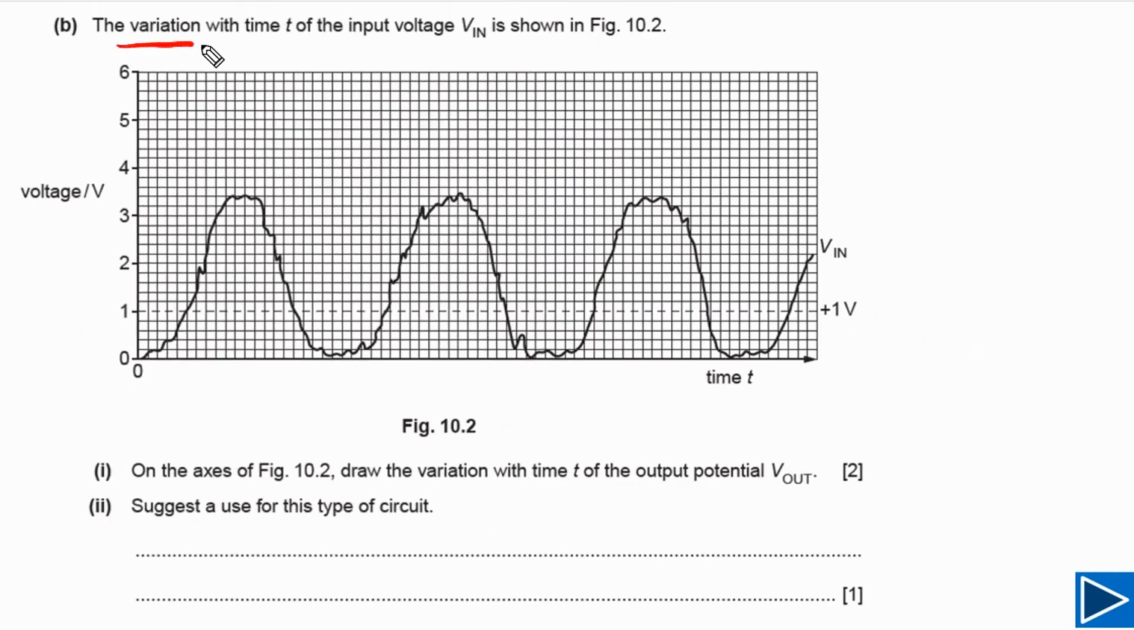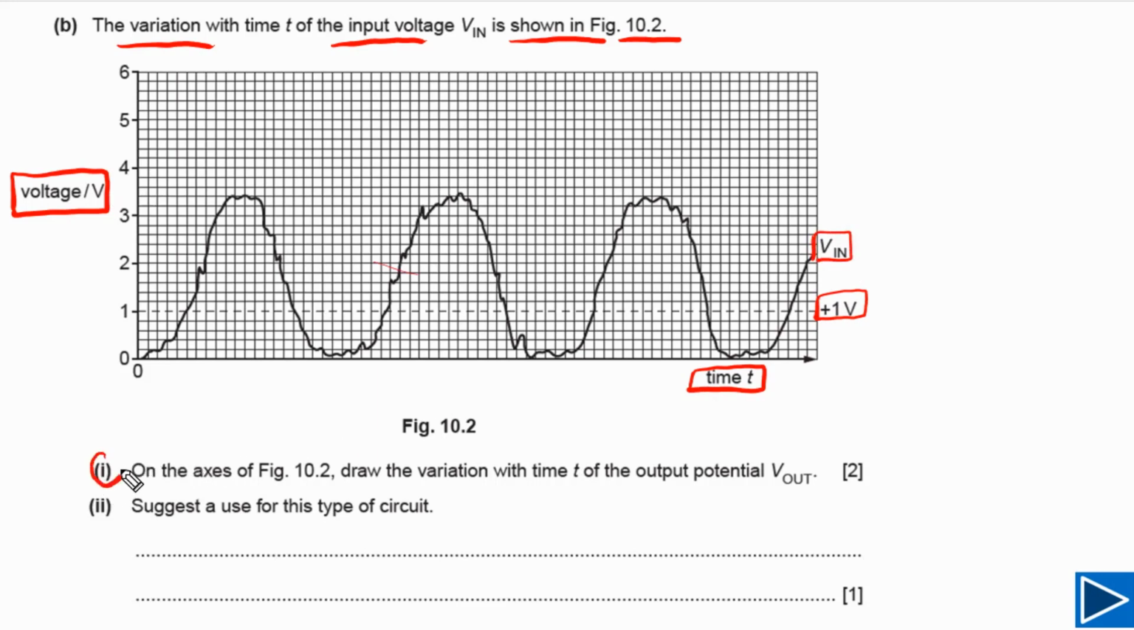For part B, the variation with time of the input voltage is given. As you can see, it is given in this figure 10.2. We can simply say voltage is given on the y-axis and time is given on the x-axis. And this is also given to you. This is plus 1 volt. This is just a reference. And here is V in. It means the variation of V in with time is given to us.